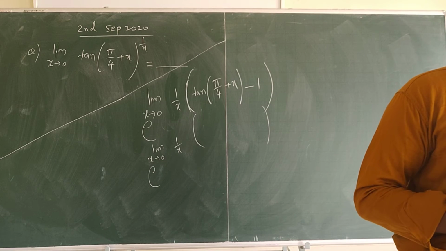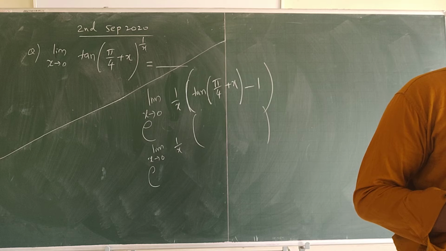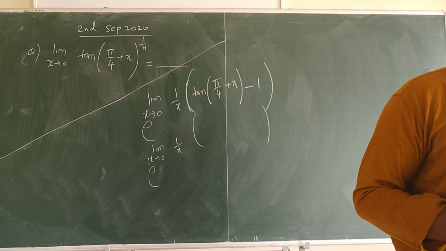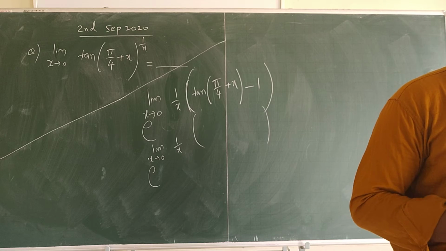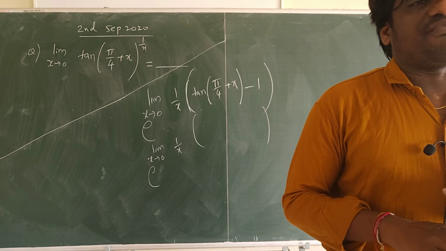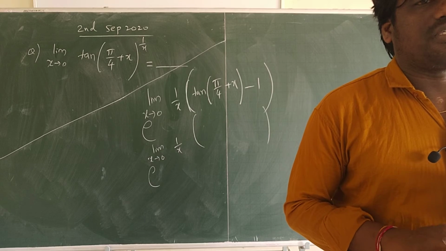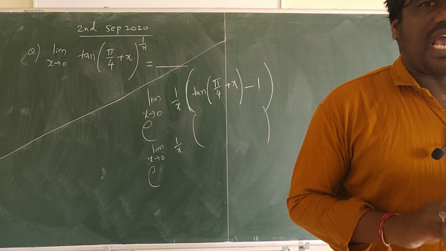How will you write 1 plus tan x by 1 minus tan x? You know the tan of a plus b formula, right? Tan a plus tan b by 1 minus tan a tan b. Here a means tan 45. Tan 45 is how much? 1.